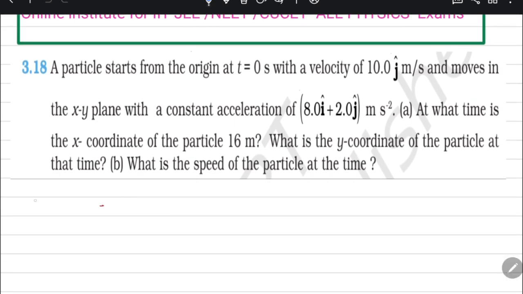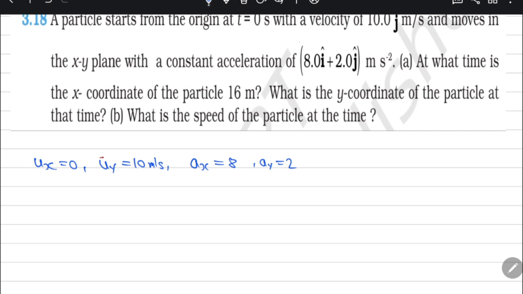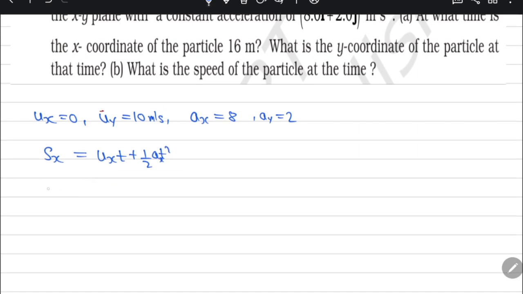A particle starts from the origin with the velocity, they have given initial velocity in x direction as 0 and y direction as 10 meter per second. It moves in the xy plane with a constant acceleration. Acceleration in x direction is 8, y direction is 2. At what time is the x coordinate of the particle 16 meter? Means they are asking the time at which x coordinate is 16 meter. Sx is equal to ux t plus half ax t square. So x coordinate is 16 meter, x direction velocity is 0, 1 by 2 into acceleration in x direction 8 into t square. So this is 4 t square, so t square comes out to be 4, and t comes out to be 2 seconds.